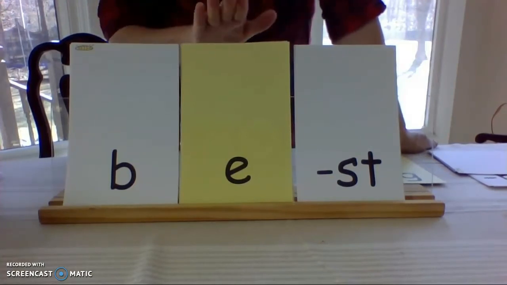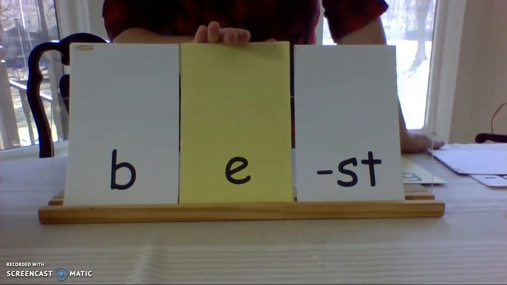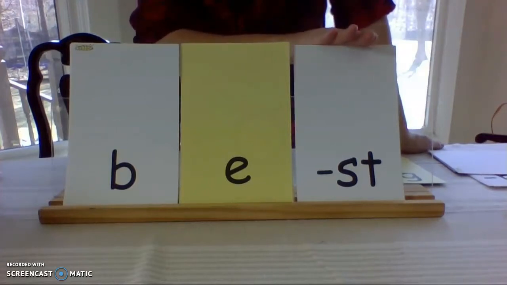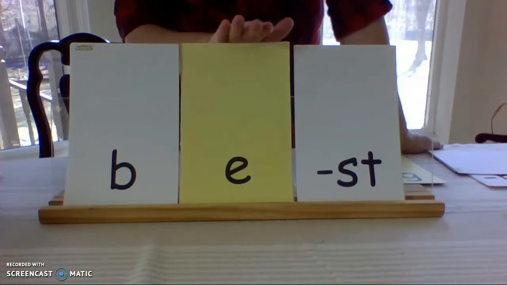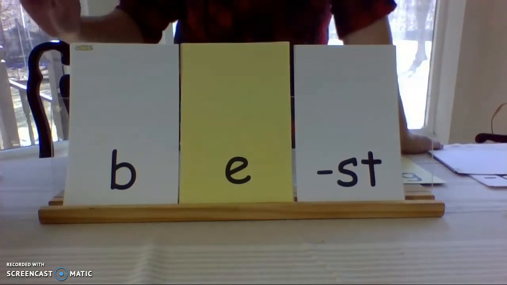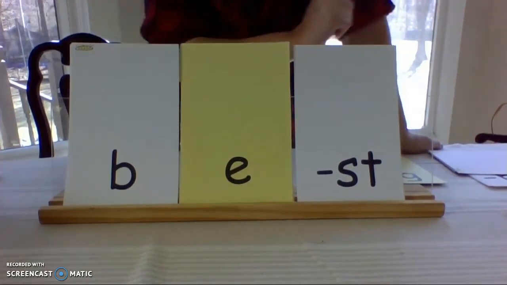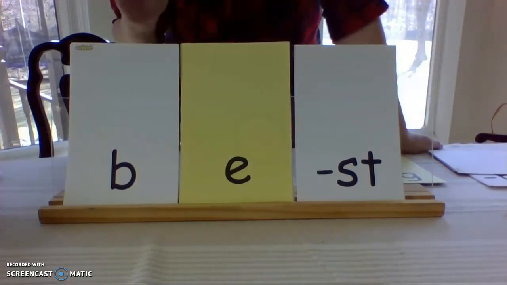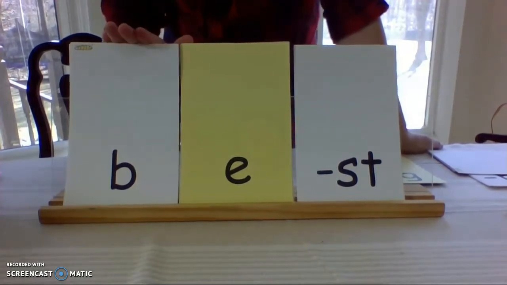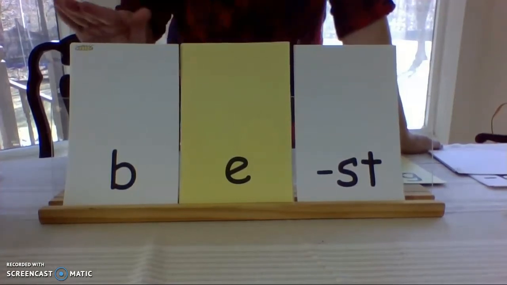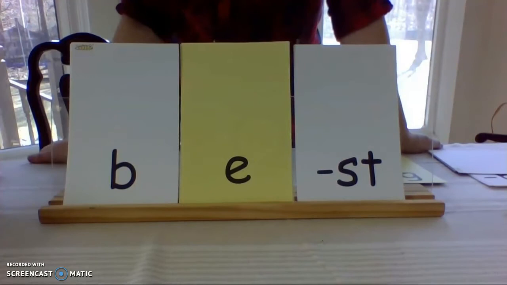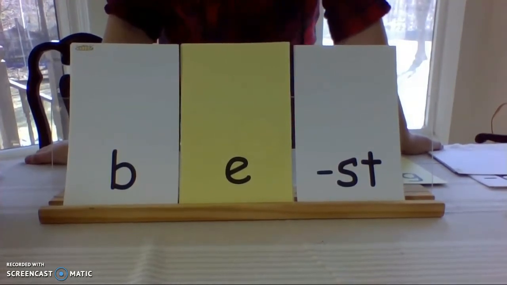And I'm going to move along in the word. E says eh, and ST says st. So I have B. Eh, st. When I swipe over the word, we're going to put all the sounds together and make the word. So let's try together. We have b, eh, st, best. Good job. So you're going to follow along with me as we make some words.